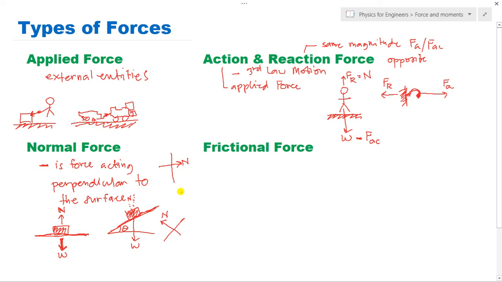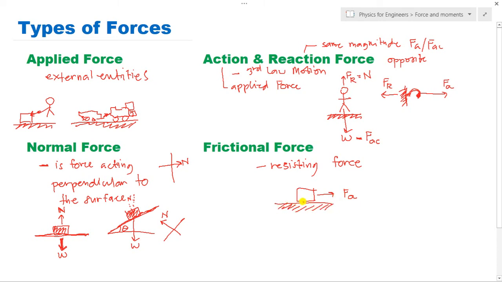And the next, the frictional force. These are resisting forces. When we say resisting force, these are forces that counteract your applied force. Let's say you have here an object, and you pull it. You have a pulling force.